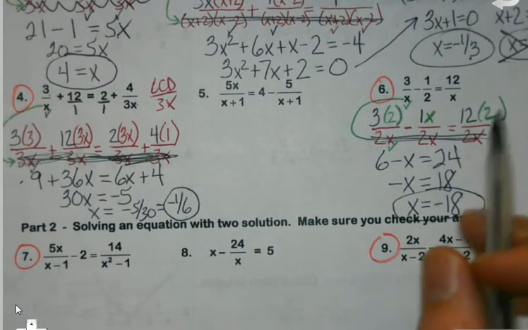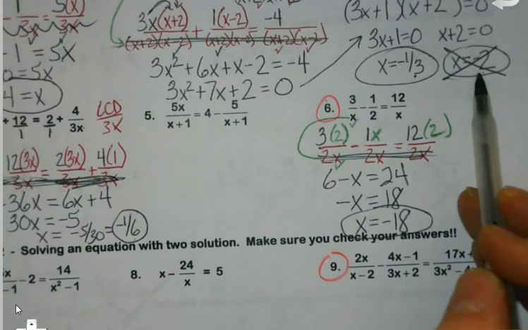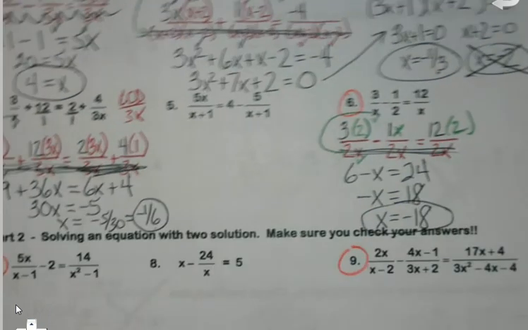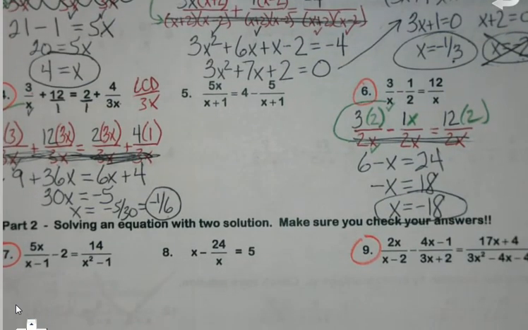Anything that causes the denominator to equal 0, that answer gets wiped out. What if we don't have 1? Then it is possible to get no solution on these. We'll answer that question down here in the next section.